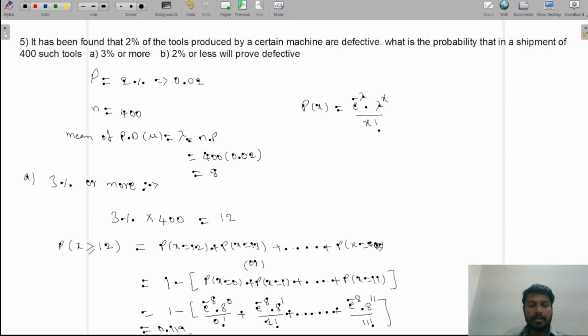0.1119. Okay, see, this is the result. This is the probability for x greater than or equal to 12, or 3% or more. See, this is the probability of getting defective tools.